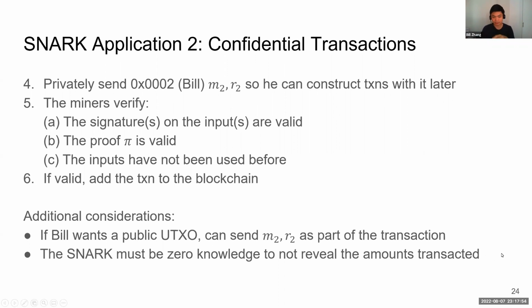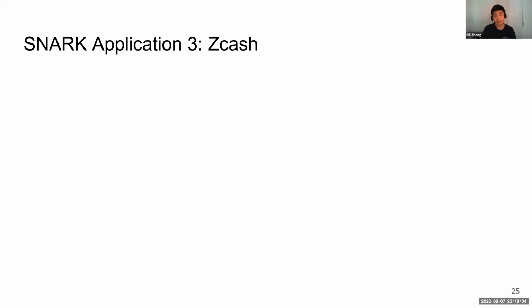And in this case, the SNARK that we construct has to be zero knowledge, so it does not reveal anything about the amounts transacted. Okay, great. So that's a review so far. And now we're going to get into the two much more intense examples, which are also the more exciting examples of SNARKs. We're going to start with Zcash.